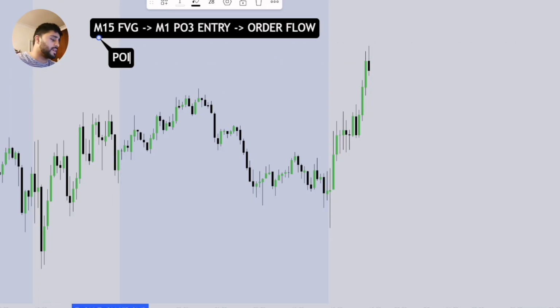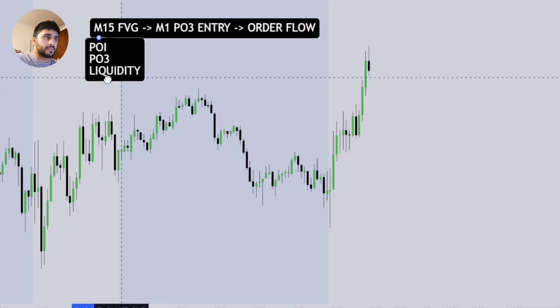So I like to use POIs. I like to use power of 3, right? POI and power of 3. I also like to use liquidity, and we're going to break down what I mean by liquidity.